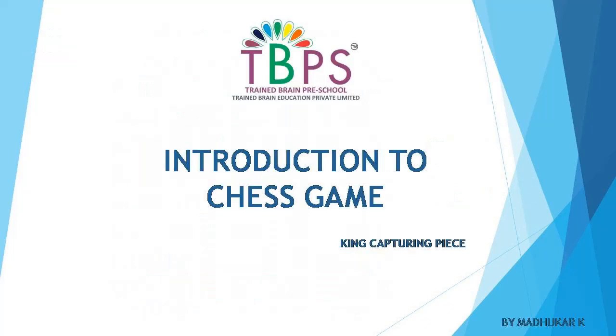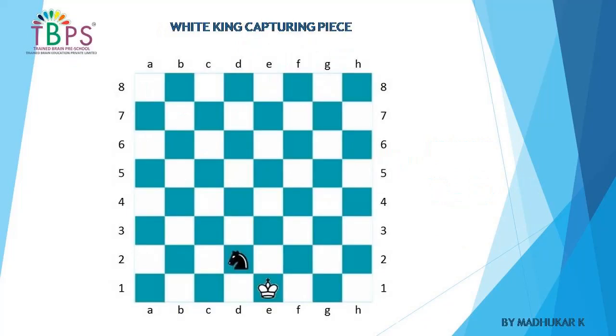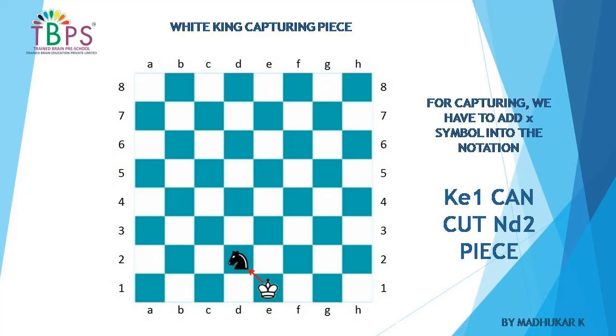Now we will see how the king captures a piece. The king captures a piece the same way as it moves. We will take this example where the white king is placed in e1 and a black knight is placed in d2. The king captures any piece which is next to it, but make sure it is not protected by another piece. Here the king can capture the knight. That is, K e1 is capturing the N d2 piece.